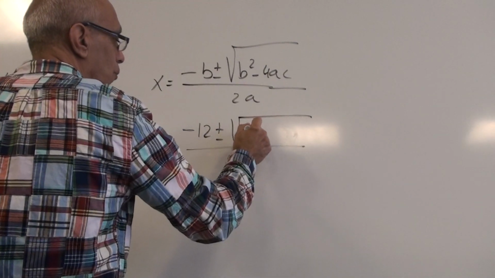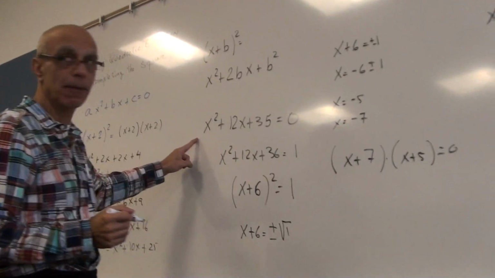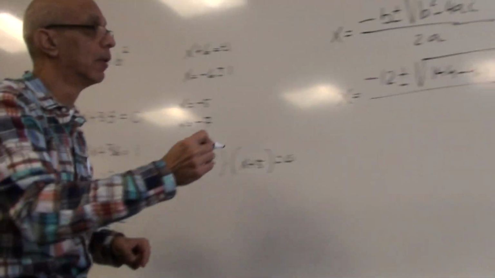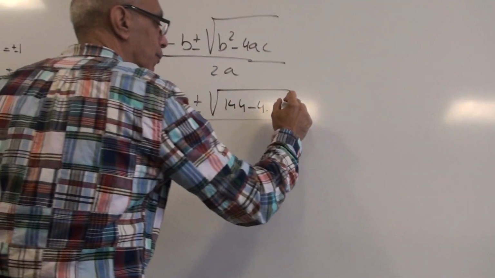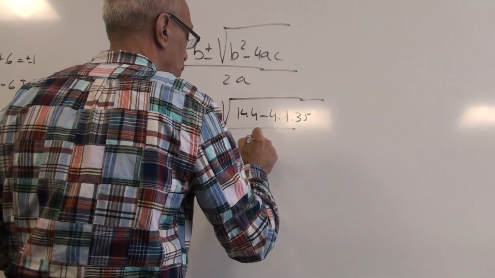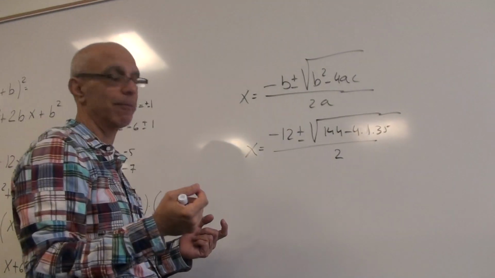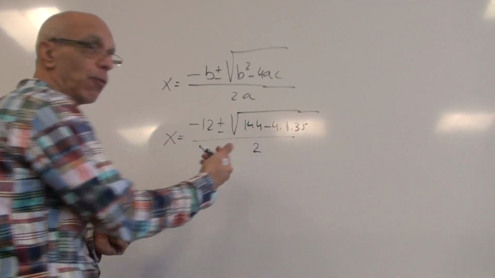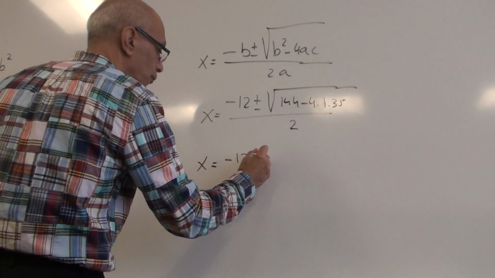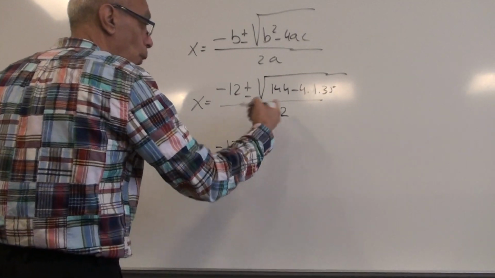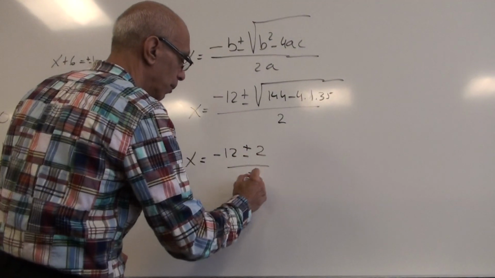12 squared is 144 minus 4 times a. What is the value of a? 1. What is the value of c? 35. Over 2. So 4 times 35 is going to be 140, right? 144 minus 140 is 4, so now I can write negative 12 plus or minus square root of 4. Square root of 4 is 2, divided by 2.